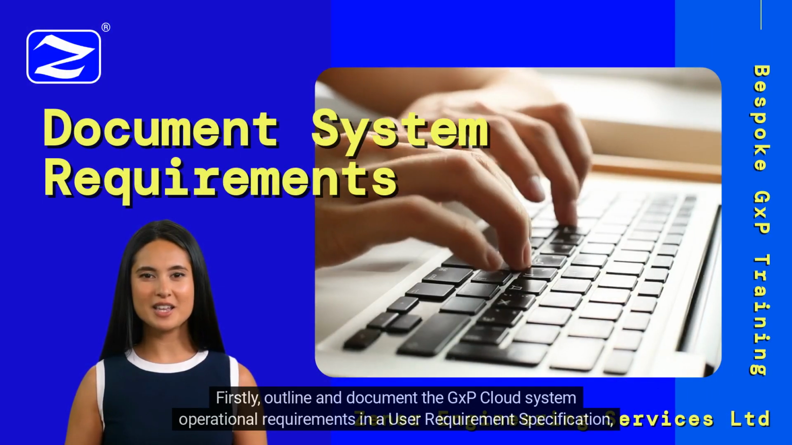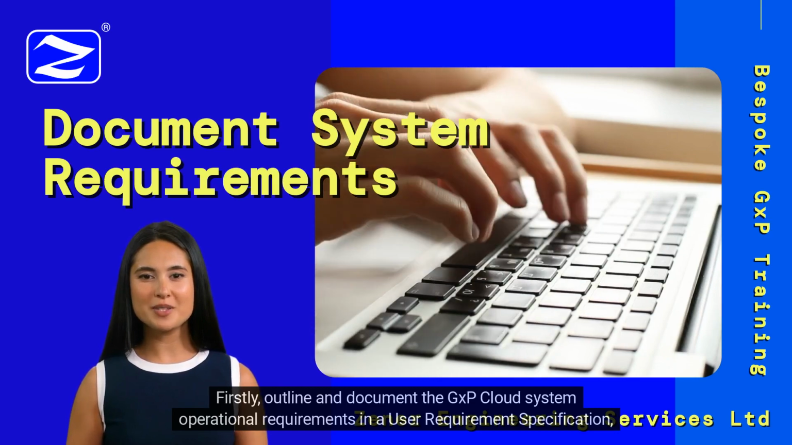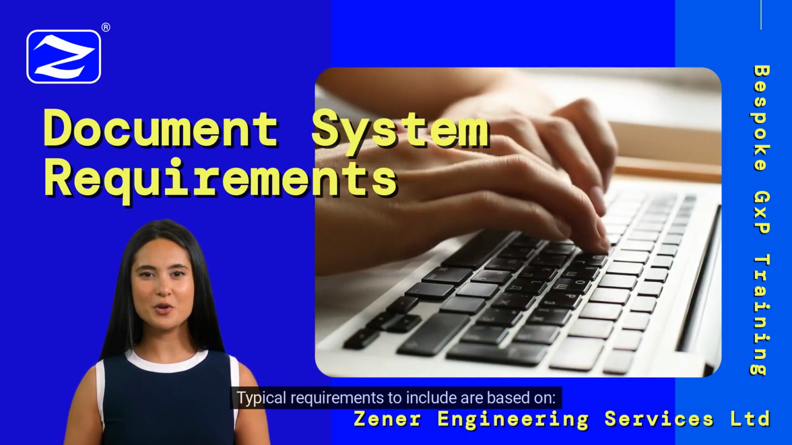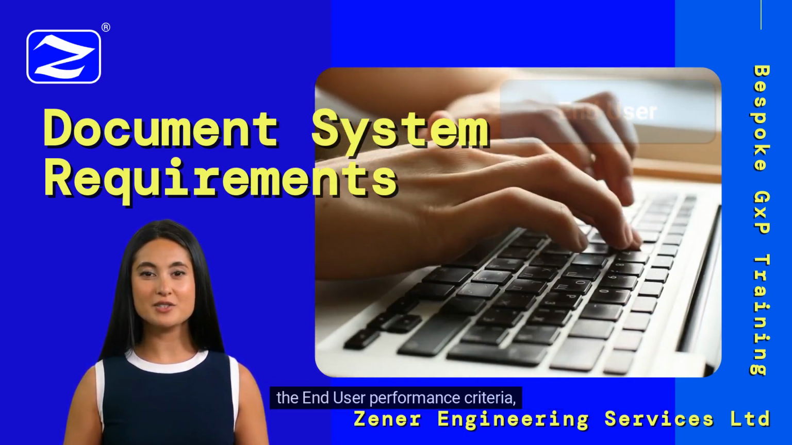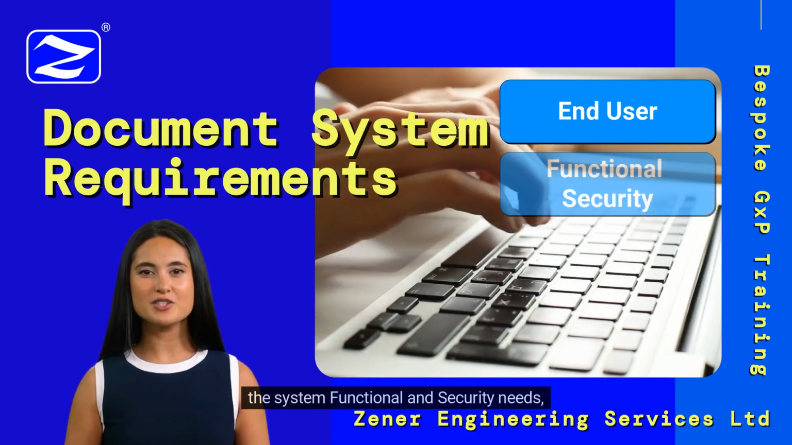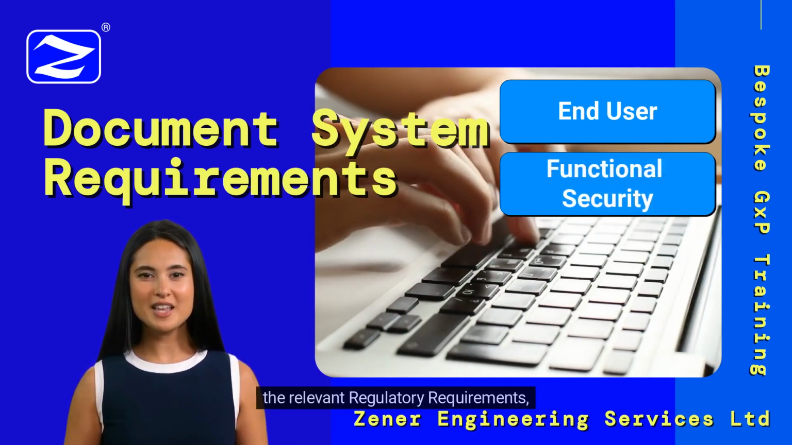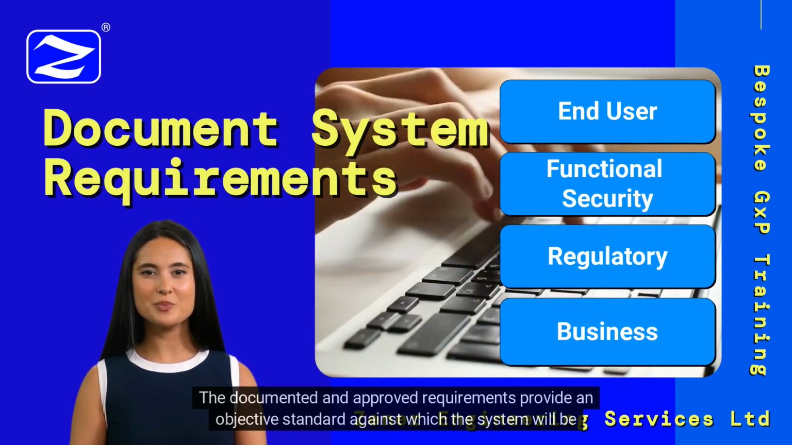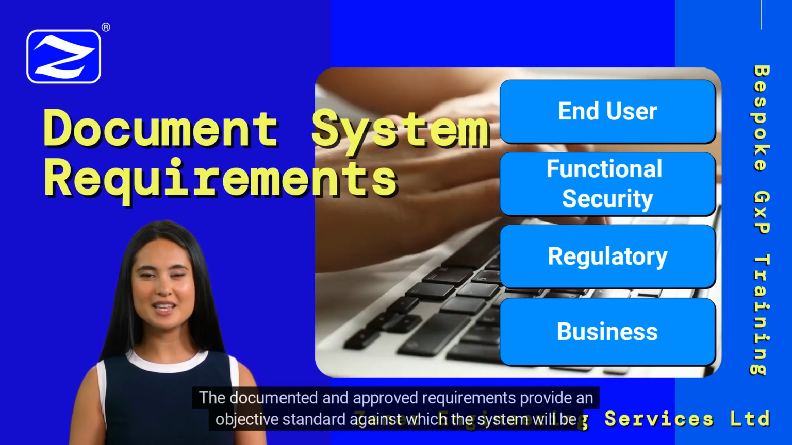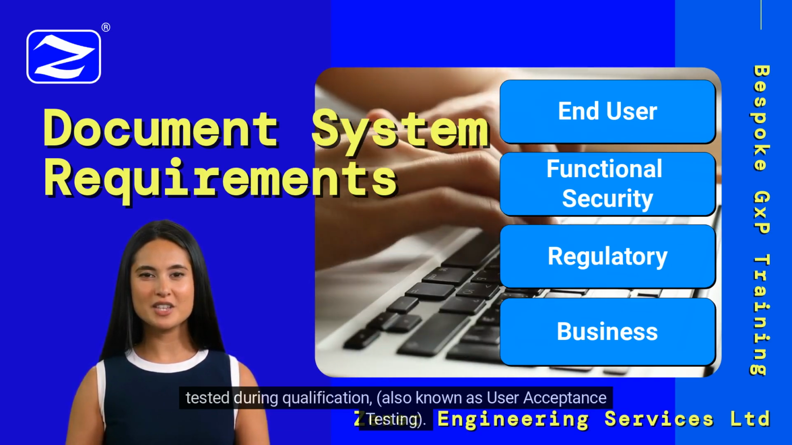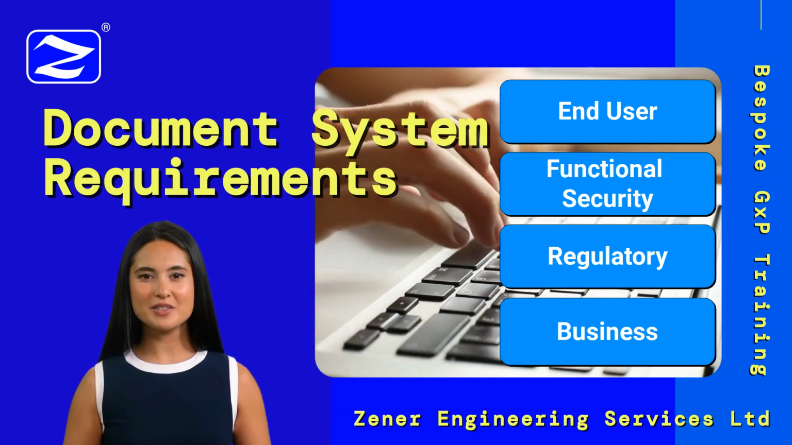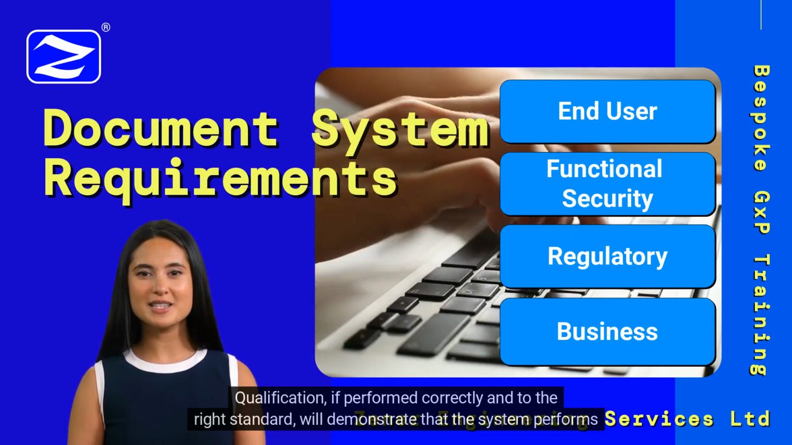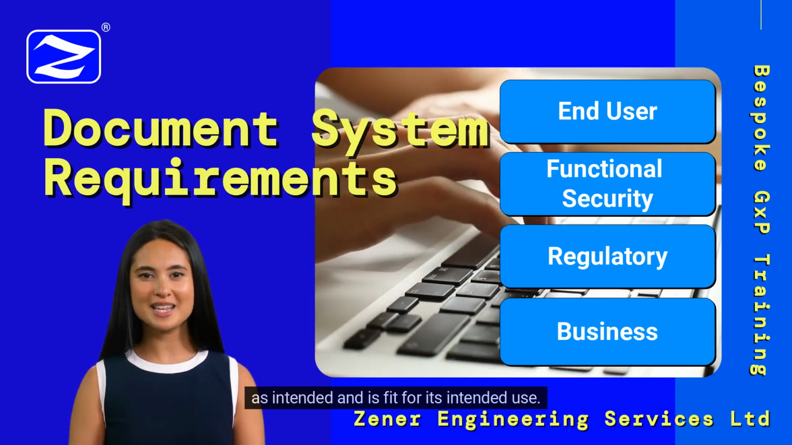Firstly, outline and document the GxP cloud system operational requirements in a user requirement specification, also known as a URS. Typical requirements to include are based on the end-user performance criteria, the system functional and security needs, the relevant regulatory requirements, and any business obligations. The documented and approved requirements provide an objective standard against which the system will be tested during qualification, also known as user acceptance testing. Qualification, if performed correctly and to the right standard, will demonstrate that the system performs as intended and is fit for its intended use.